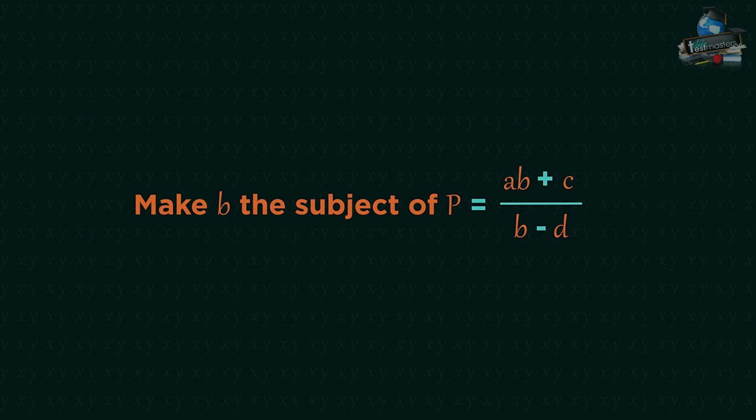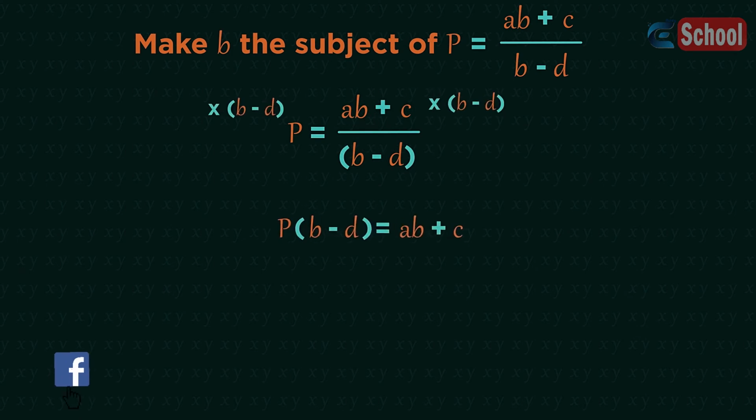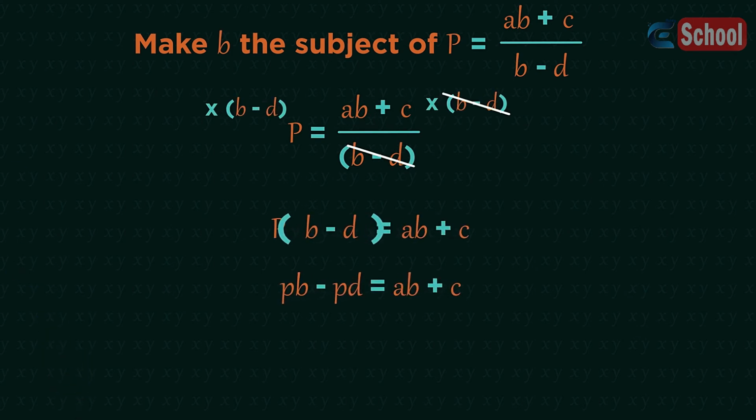If we'd had this question, because there are 2 B's, we're expecting to factorise at some point. But we first have to start by getting everything on the same level. We can't do anything with this B down here. So multiply both sides by B minus D, and then expand the brackets on the left-hand side. Now you can carry on.